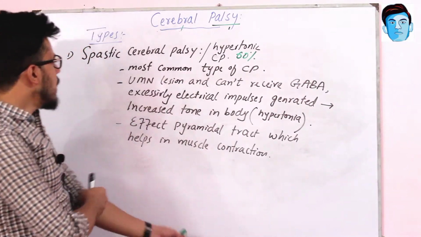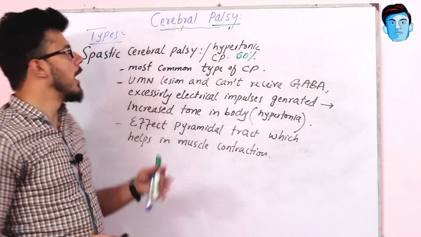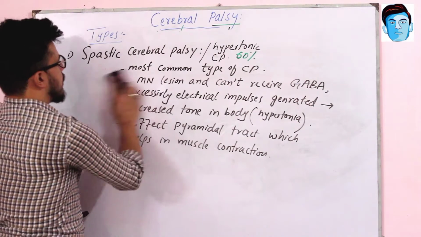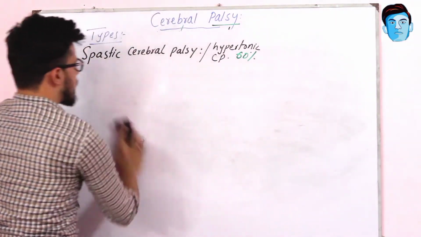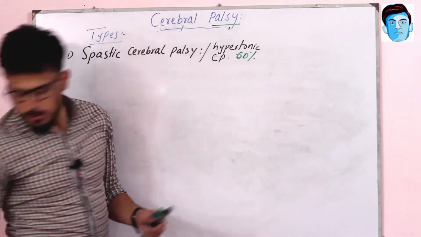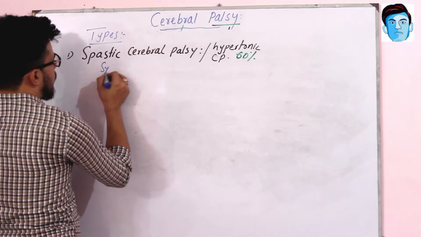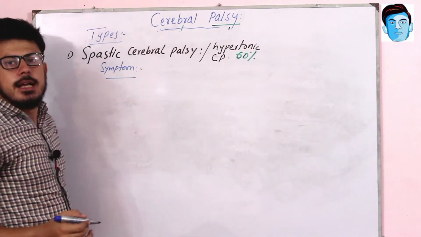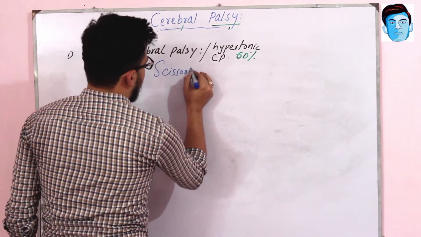Now, how does the patient actually present to you if one is suffering from spastic cerebral palsy? What are the symptoms of the patient? So let's discuss the symptoms. The most important symptom is called scissoring gait.